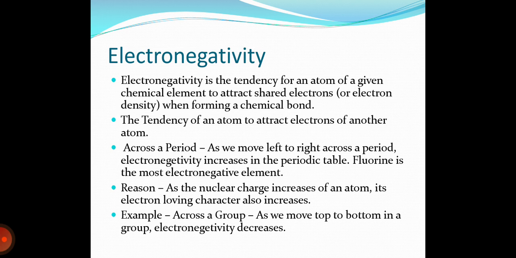The electronegativity across the period: as we move from left to right across the period, the electronegativity increases in the periodic table. Fluorine is the most electronegative element. Reason: as the nuclear charge of an atom increases, its electron-loving character also increases. Across the group, as we move top to bottom in a group, electronegativity decreases.